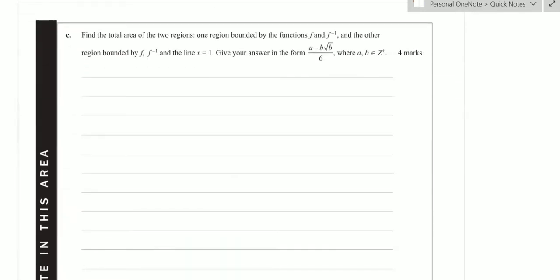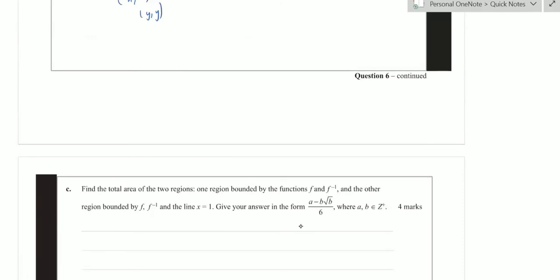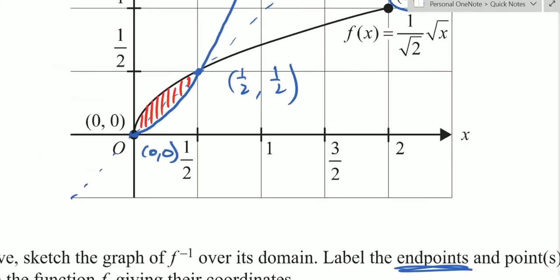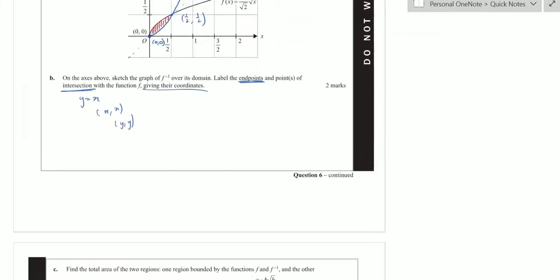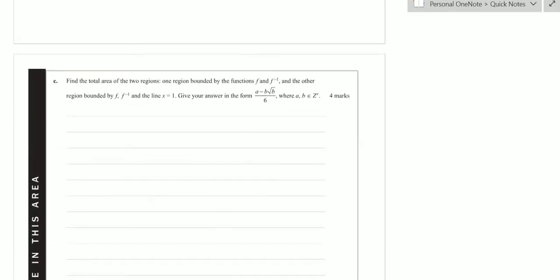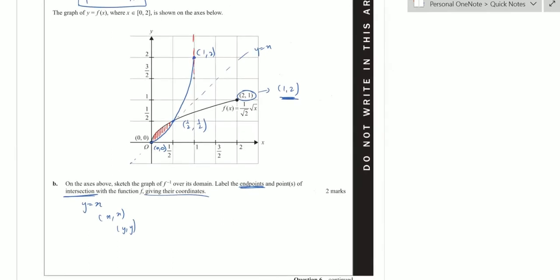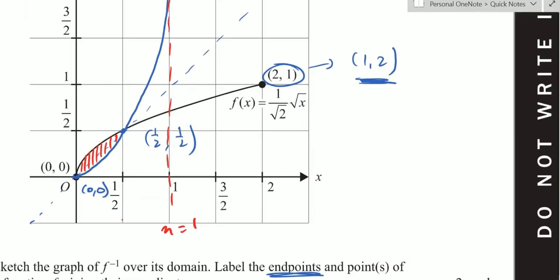So next question, find the total area of the one region bounded by f and f inverse. So the first area they're asking about is this one. And the second area is the other area bounded by f inverse and the line x equals 1. So the line x equals 1 is here. And the area bound by f inverse and x equals 1 is this area. So we want to find those two areas.